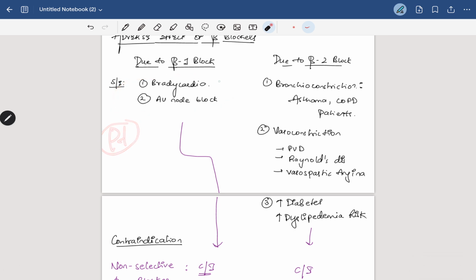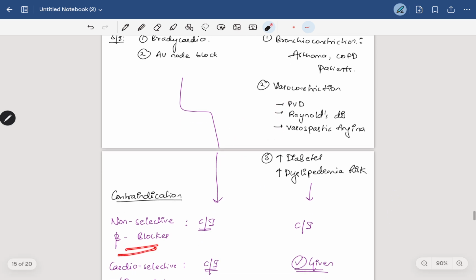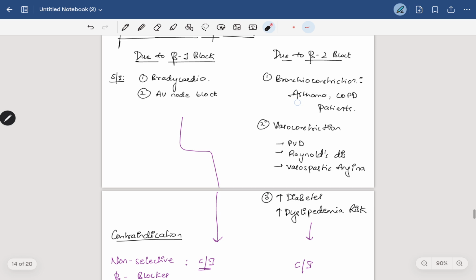If a patient comes and he has bradycardia, he has AV node block, will you give a non-selective beta blocker? No, because it will block this and it will lead to more decrease in heart rate. It will increase bradycardia, right? So obviously non-selective beta blockers are contraindicated in patients that have these two, and it is also contraindicated in patients that are asthma patients, COPD patients. All the patients that have these, non-selective beta blockers are contraindicated. Why? Because it will lead to an increase in all of this.